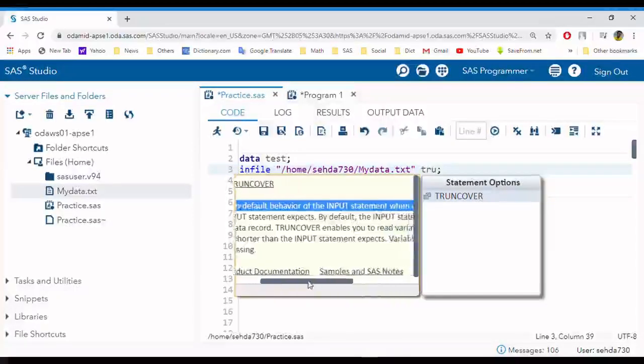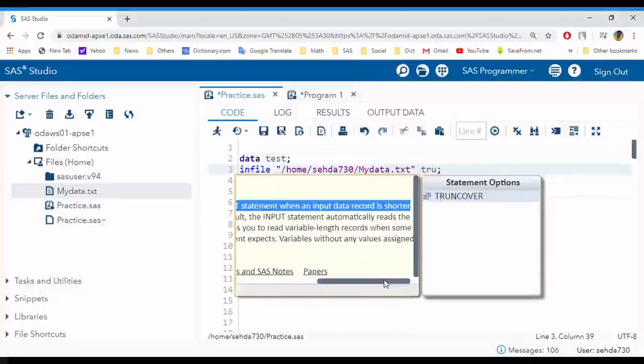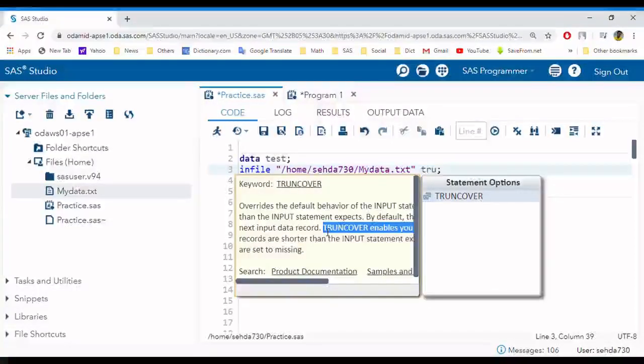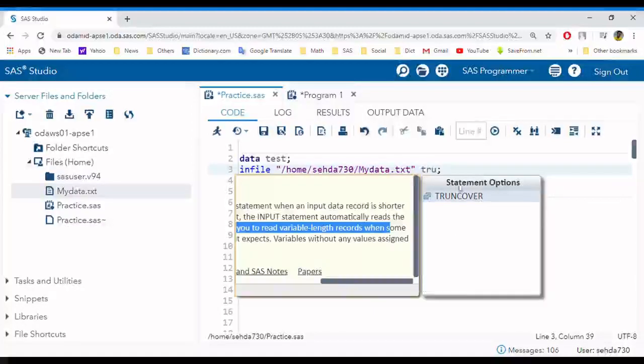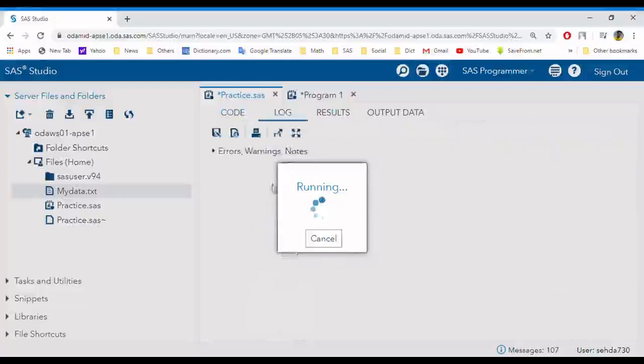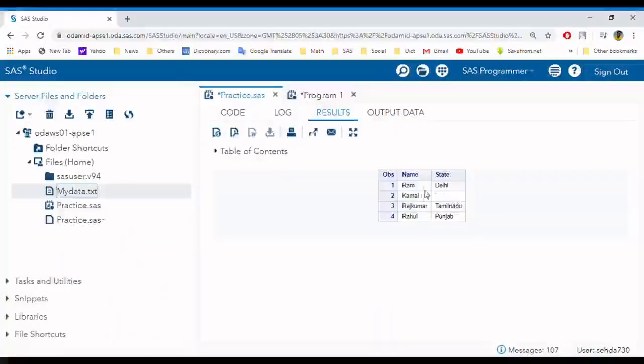Okay, so it just overrides that behavior, right? Truncover also says that it enables reading variable length records that are shorter than the input statement expects. All right, so this is what Truncover does. If you write Truncover over here and run it again, okay, it's reading the data correctly, even if the length is shorter than what we are expecting, 20.